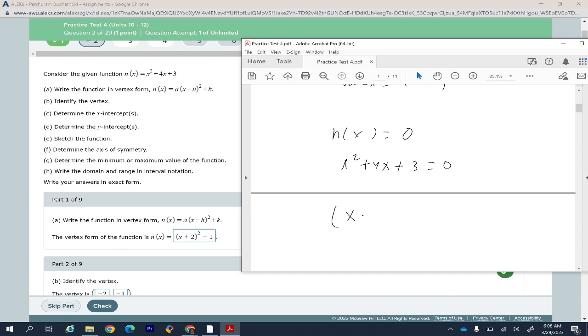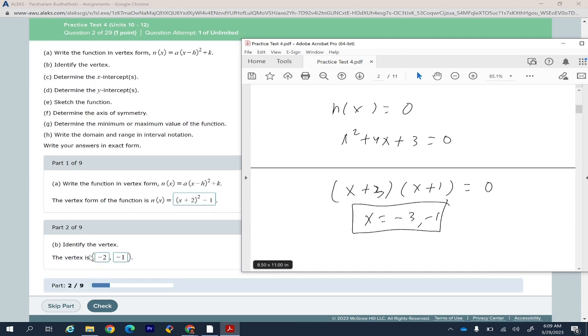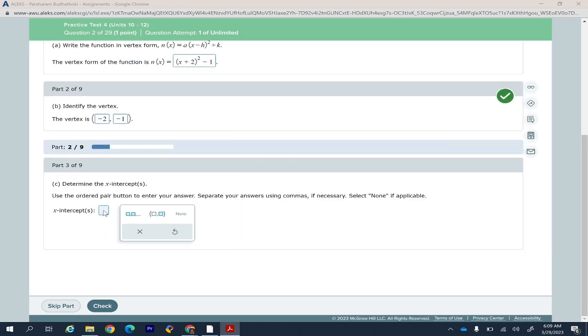So 3 plus 1 is 4, and 3 times 1 is 3. So these are the two factors. If you solve it, they will give you x equals -3 and -1. So these are the two x-intercepts. So the x-intercepts are, use the ordered pair, so you have to write (-3, 0). That's how we write the x-intercept, because the y value for the x-intercept would be 0.